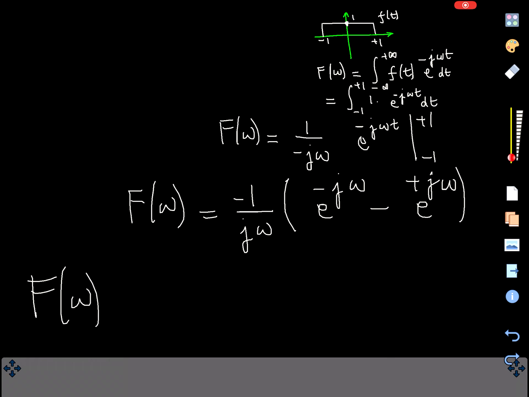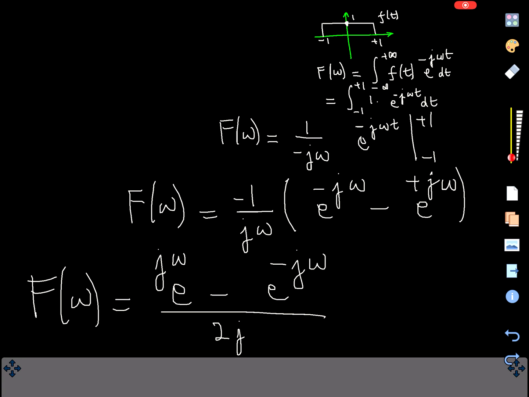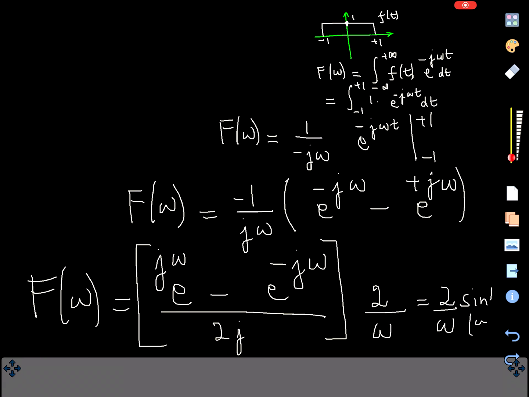So I will put F(omega) in the form, so the minus, I will write it exponential j omega minus exponential minus j omega divided by 2j, and I will multiply it by 2 over omega. So the term between brackets is nothing but the sine of omega. So this will be 2 over omega times sine of omega.